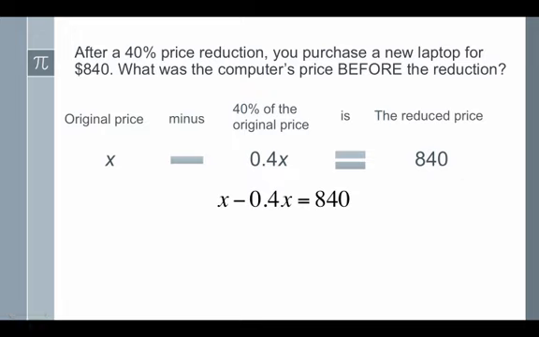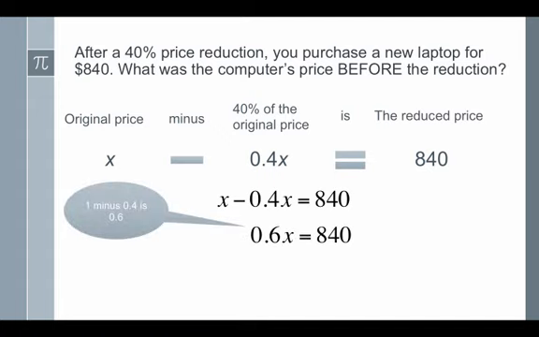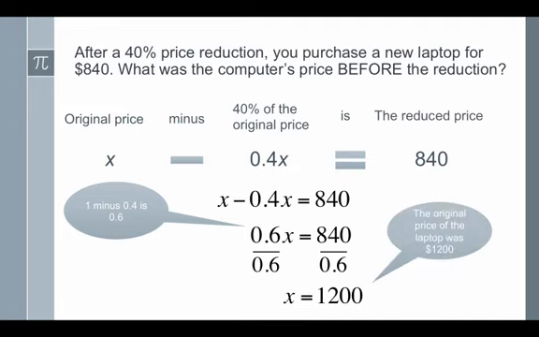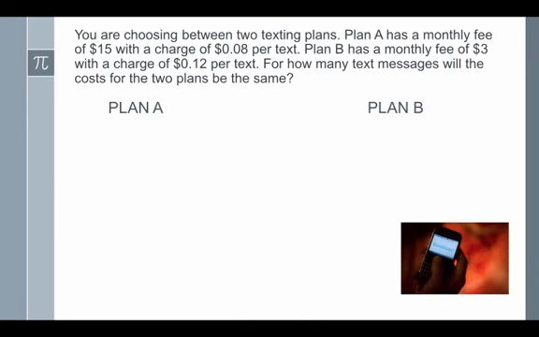We can combine the terms on the left side. We have 1x minus 0.4x. Think of this as $1 minus 40 cents, which gives us 0.6x, or 60 cents x. I notice a lot of times turning it into money helps you guys see the decimals a little bit better. So again, we now have 0.6x equals 840. Divide both sides by 0.6, and we get x equals 1200. Again, this is a word problem, and so we can put this into English and say the original price of the laptop was $1,200.